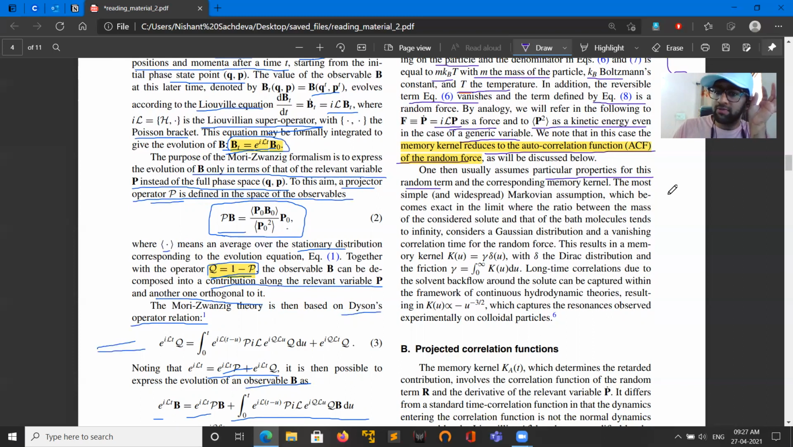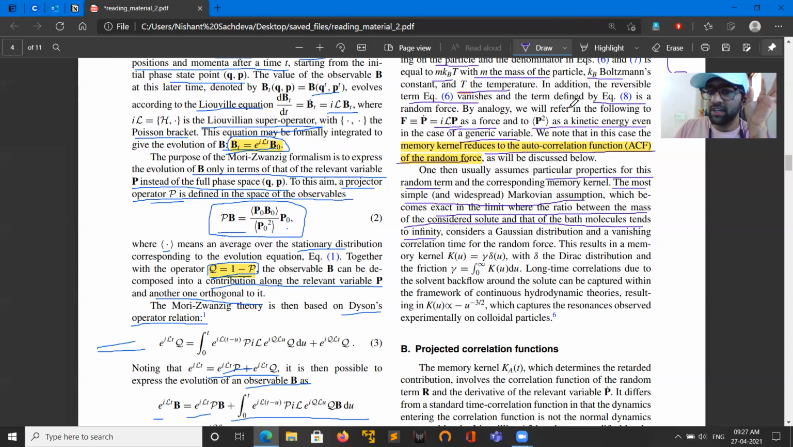The most simple and widespread assumption is the Markovian assumption. Markovian models are very popular in probability classes. That's what we are assuming here, which becomes exact in the limit where the ratio between the mass of the considered solute and that of the bath molecules tends to infinity. Read this part again. It's a bit tricky. Like we said, the mathematics is involved.